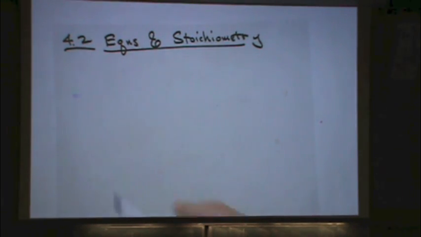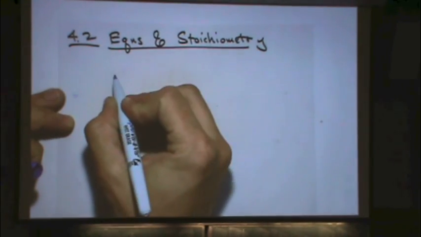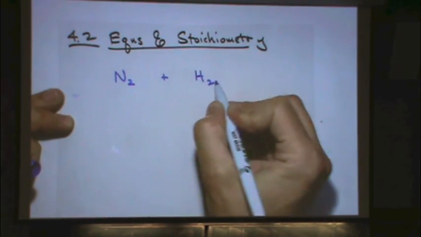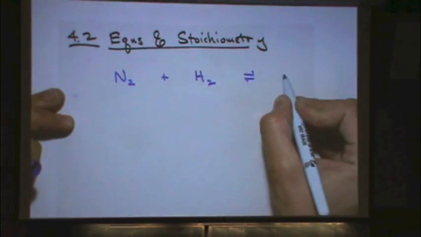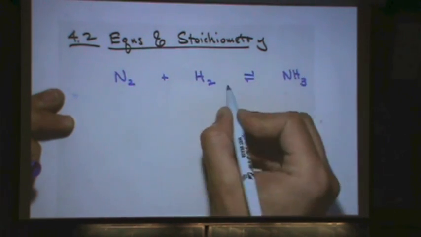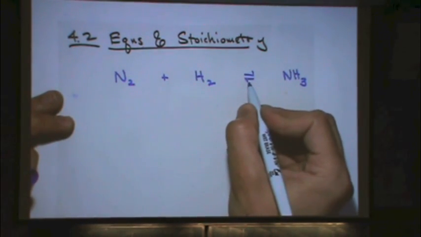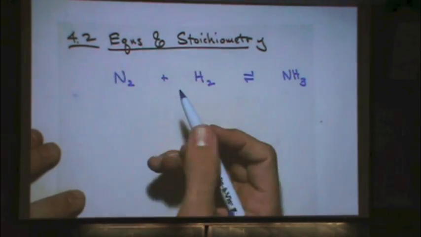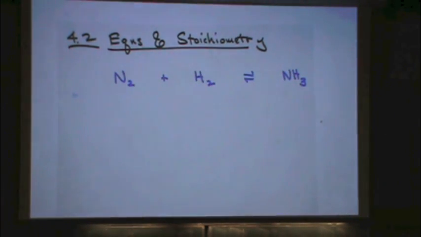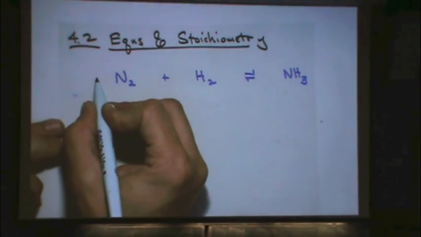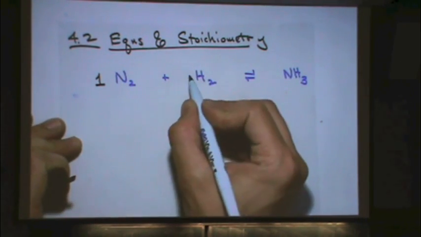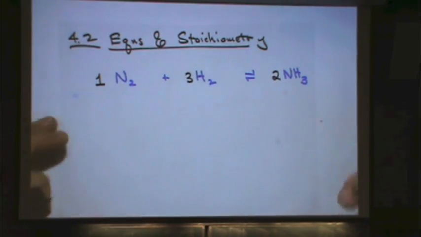All right, so let me write down a reaction. N2, and leave some space here, H2. Notice that sometimes we write reactions with double-headed arrows, meaning it can go forward or reverse. Now, this can mean a couple different things. Let's get two different colors out. Let's balance it. We'll do a 1 here. Usually don't write the 1, but for this illustration, I'll write it. A 3 here and a 2 there.